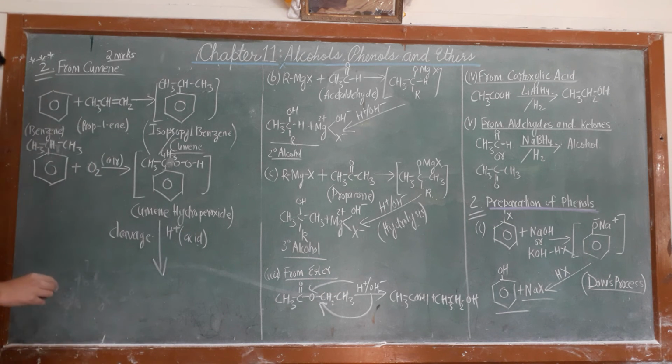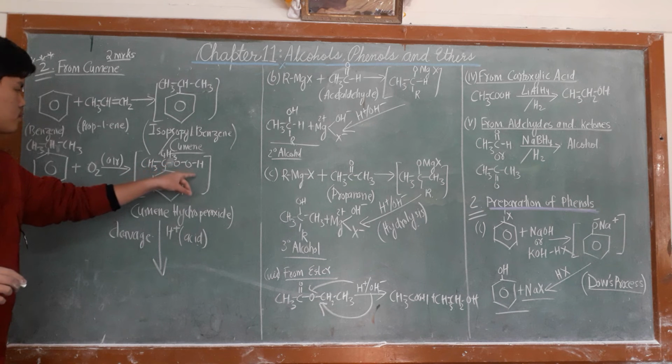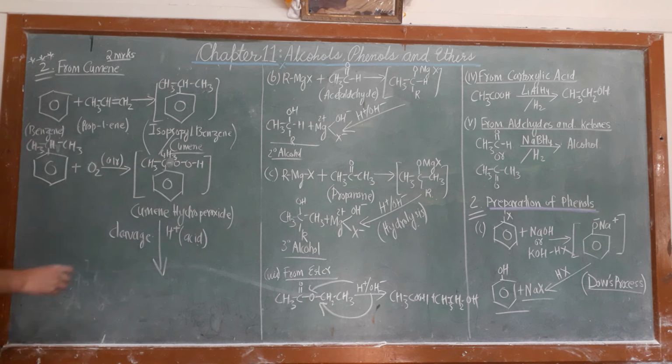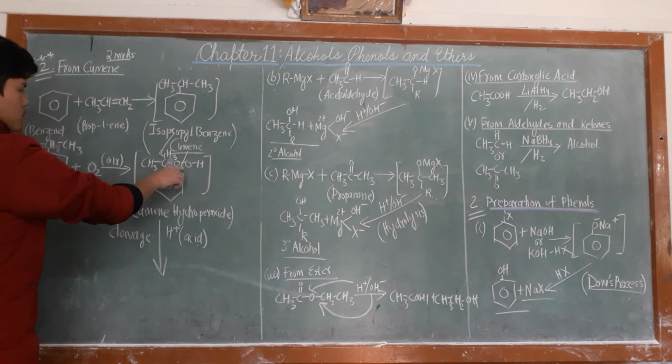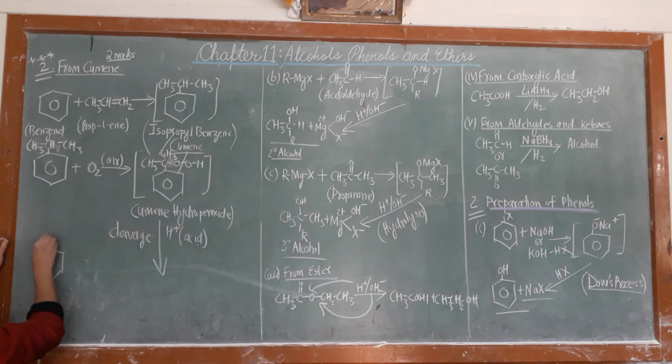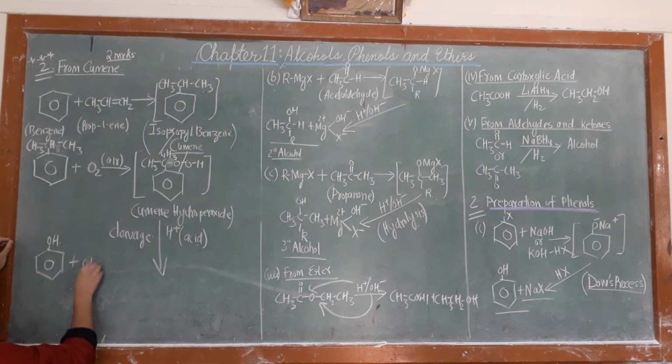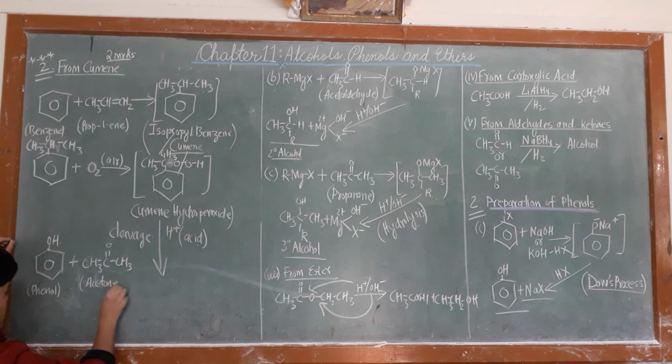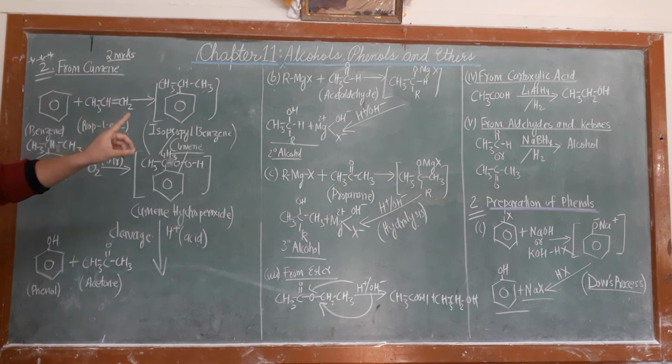Bond dissociation takes place. Okay, this OH goes with the benzene ring. So the main product is phenol plus acetone. Okay, now this is your phenol, this is your main product, and this is your acetone. This is the most important preparation method of phenol from cumene. It is the most important one.